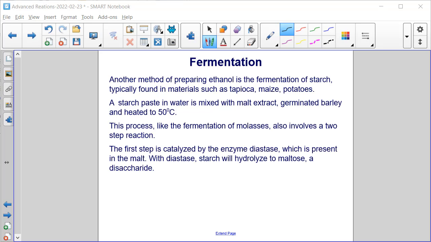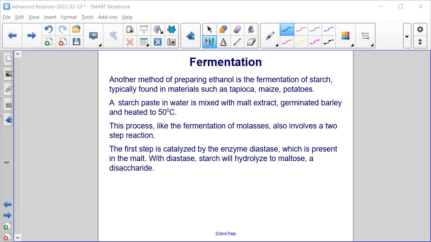All right, another method of preparing ethanol is the fermentation of starch, typically found in materials such as tapioca, maize, and potatoes. The way this fermentation process starts is we take one of those starches, we form a paste in water, we mix it with malt extract or germinated barley, heated to 50 degrees C.